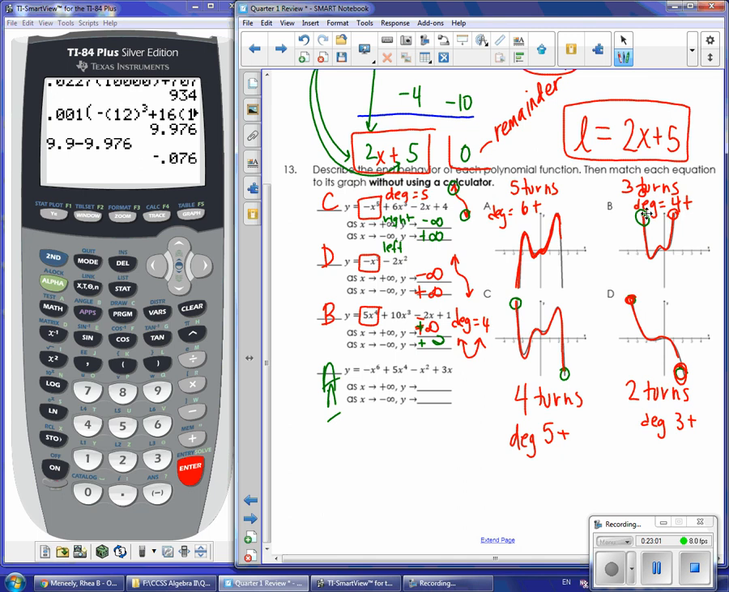And since both ends are going down, it doesn't actually matter if you look at the left or the right-hand side first. But if we look at the right side first, that's as x approaches positive infinity, I know the graph is going down. And on the left side, as x approaches negative infinity, the graph is going down towards negative infinity as well.